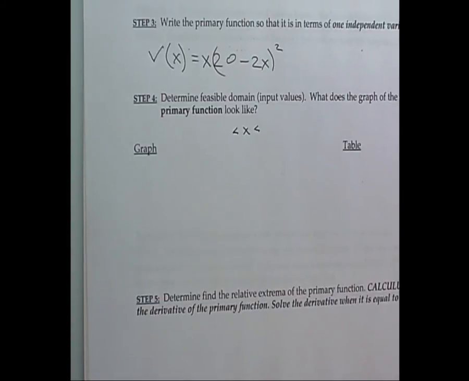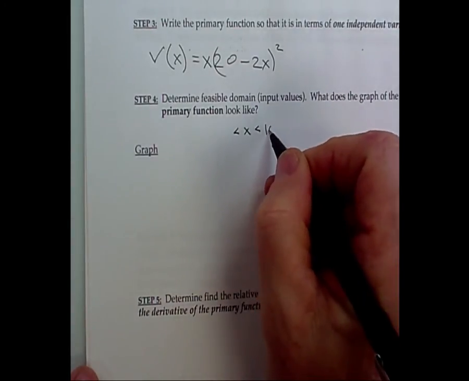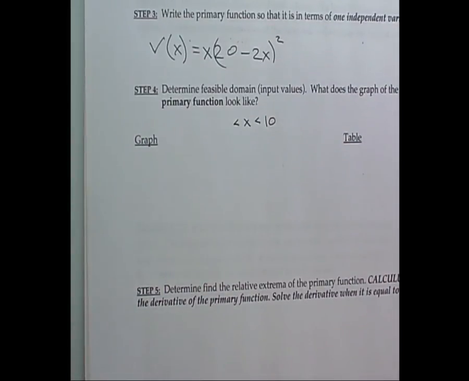Can be any number? Can be negative? It's gotta be less than 20. It's gotta be less than 20. Gotta be less than 10. You weren't 100% sure, but 10 is correct.